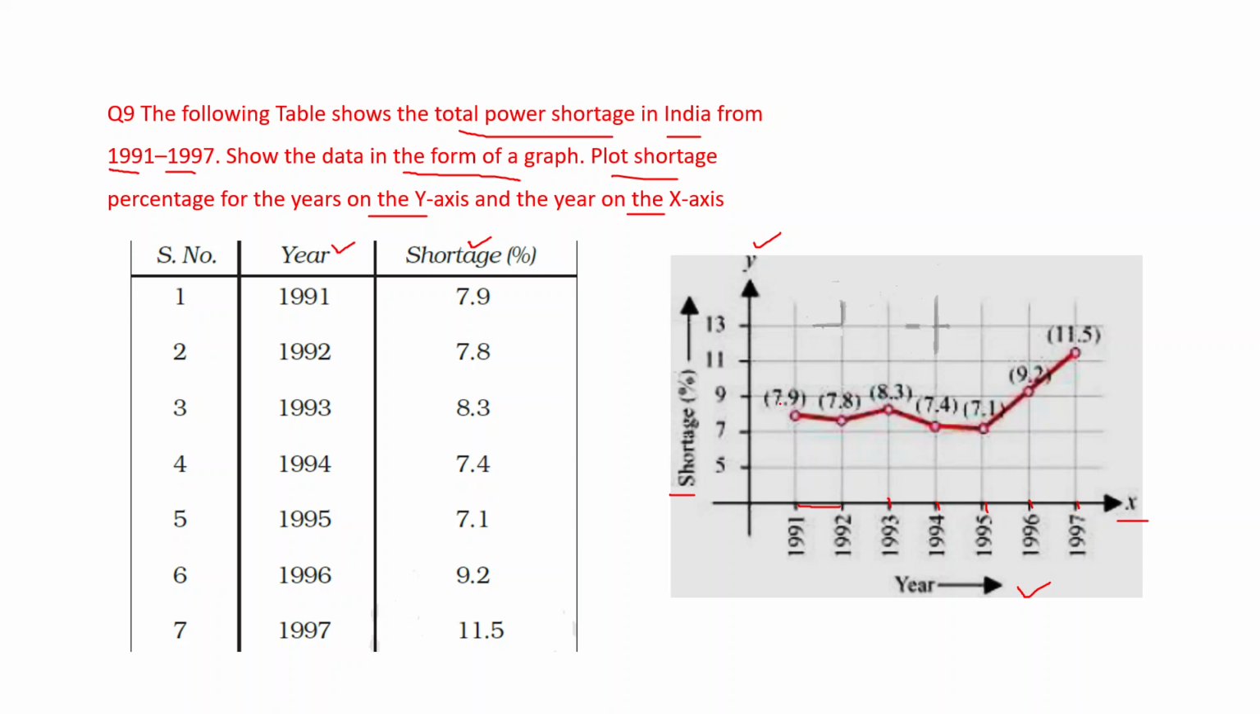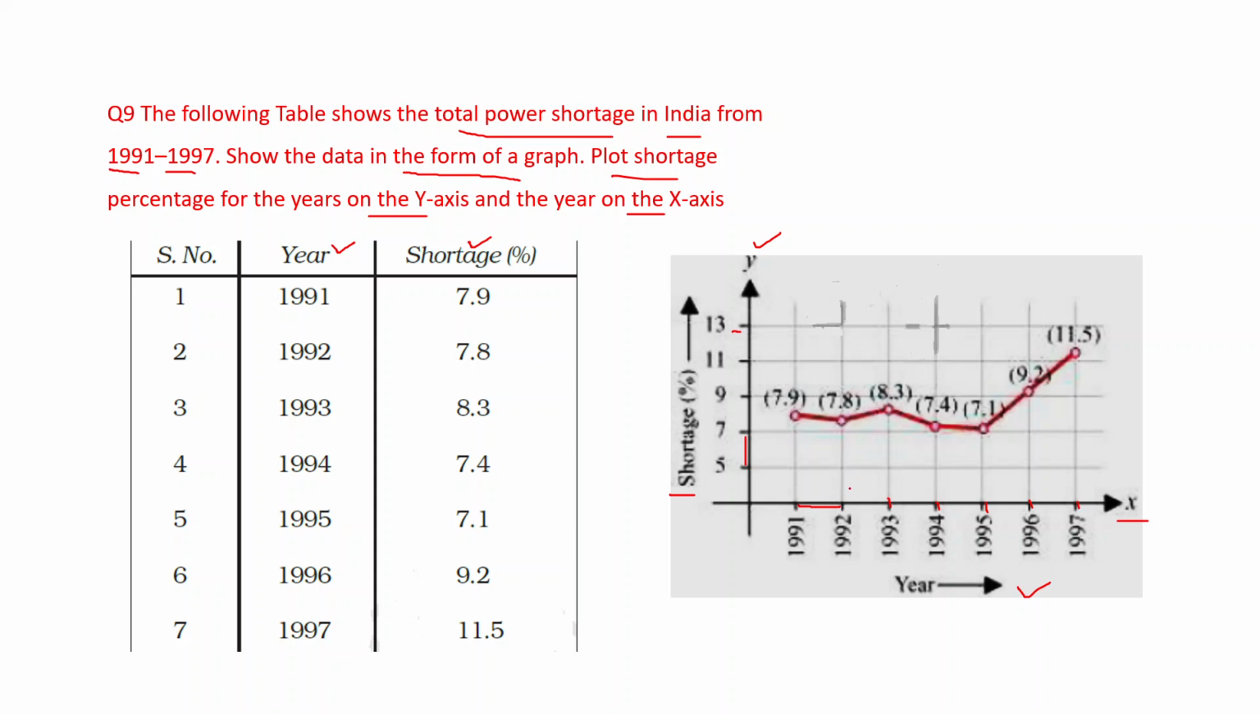And on the y-axis, like this, 5, 7, 9, 11, 13 is taken. We can say that is difference of this and this. This is the 1 centimeter is equal to the 2%. This is also the 2%. That's why scale on y-axis is 1 centimeter is equal to 2%. You can also change the scale as per your convenience.